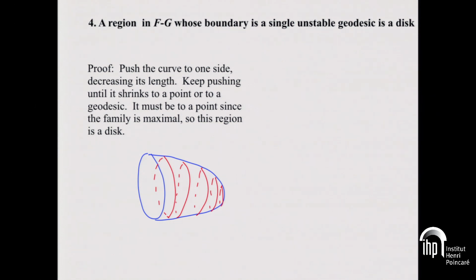So what about a region which has an unstable geodesic, a single unstable geodesic? This one, because it's unstable, we can push it off. We can push the boundary off a little bit and decrease the area. That's what being unstable means. But now we can keep on shrinking that curve until what happens? Either it shrinks to a point, in which case we have a disk, or it shrinks to some geodesic where it gets stuck. And in that case, we again don't have a maximal family. So the only thing that can happen is it bounds a disk if it's unstable. So that was case 4.